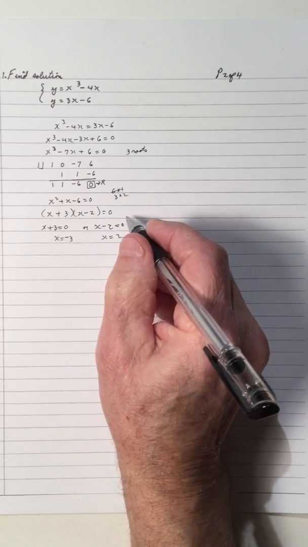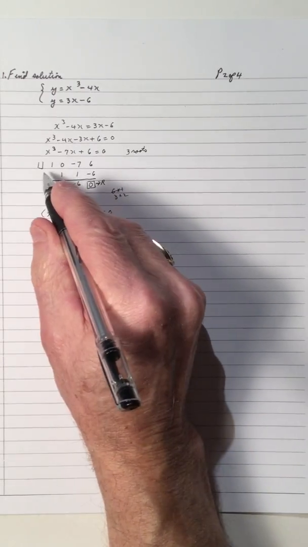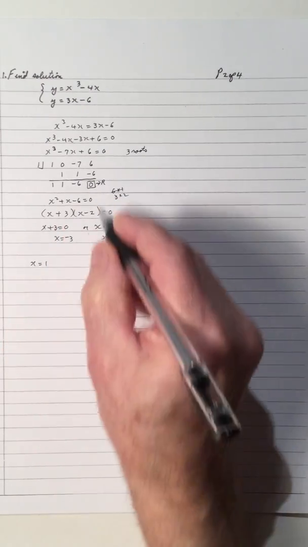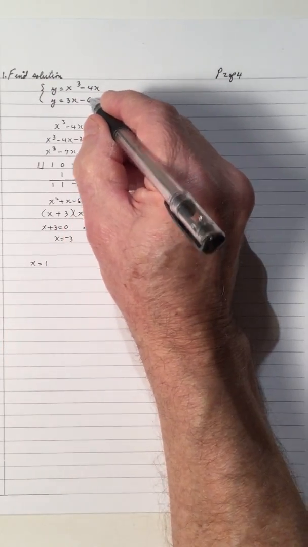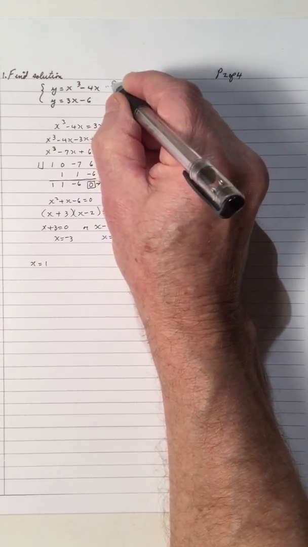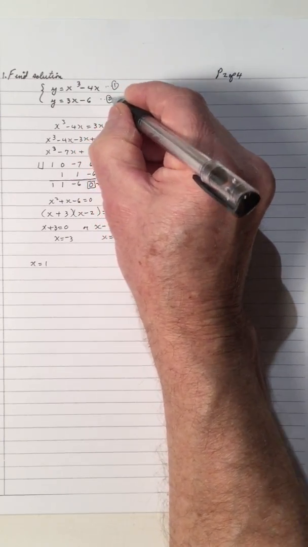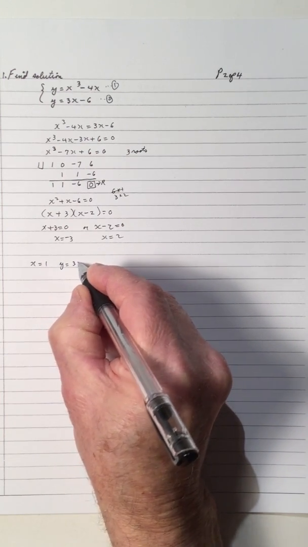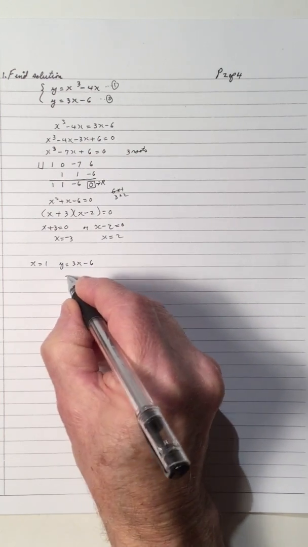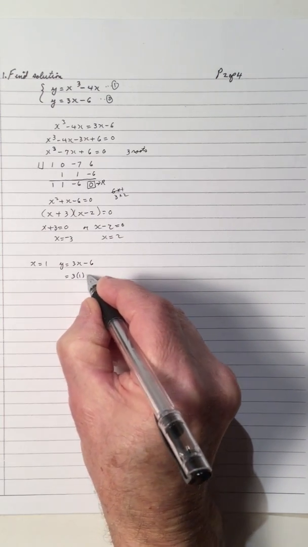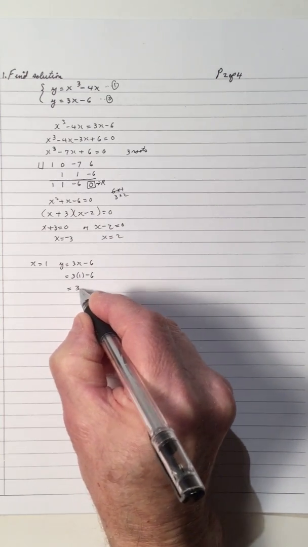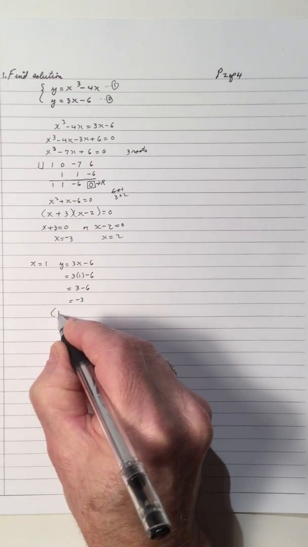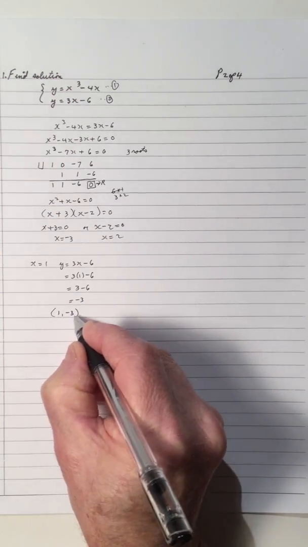So now that we have all the intersecting values of x, what we're going to do when x equals 1, I'm going to sub 1 into, if you want to call this equation 1 and call this equation 2, so I'm going to sub that into equation 2. So if I put the x value in, I get 3 minus 6, so I get a negative 3. So x equals 1 gives me y equals negative 3.